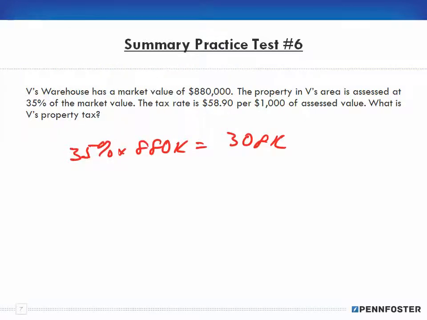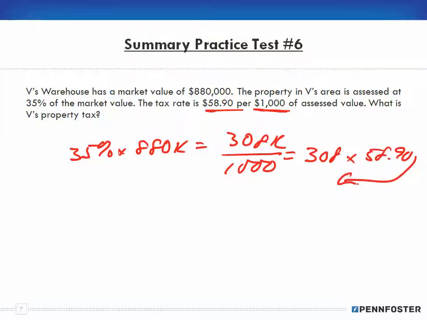All right, forget that formula. 35% of the 880,000 is 308,000, and since the tax rate is 58.90 per 1,000, I have to divide that by 1,000. That gives me 308 in mills. Then I can multiply that by the 58.90, and that gives me 18,141.20.